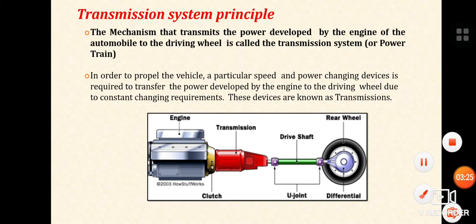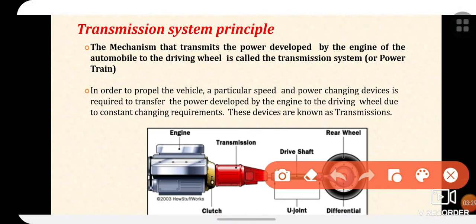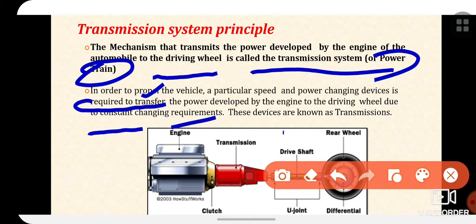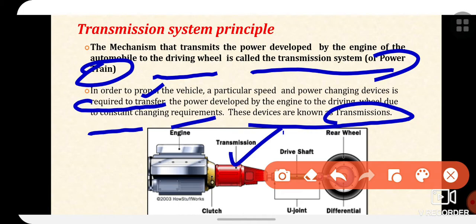In the case of transmission system, generally a machine consists of a power source and a power transmission system which provides controlled application of the power. So here the mechanism to transmit the power developed by the engine of an automobile to the driving wheel is called transmission system or the power train. In order to propel the vehicle, a particular speed and power changing device is required to transfer the power developed by engine to the driving wheel due to constantly changing requirements, and these devices are called the transmission system.